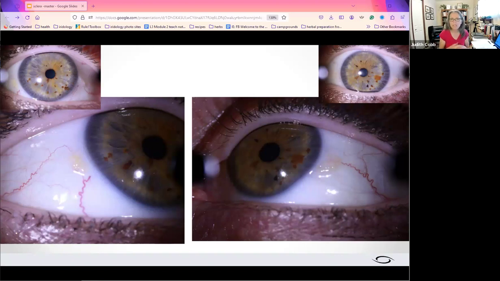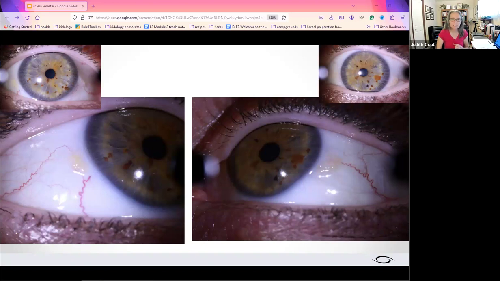The iridology and the sclerology work together to help us understand what the imbalance is and how to work with it. It takes training and practice and feedback and mentoring to get to where you can do this at a clinical level. And that's exactly why I teach what I teach.